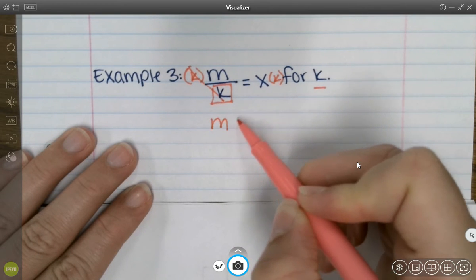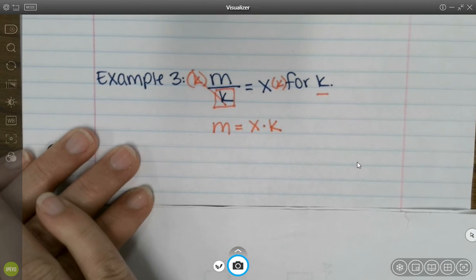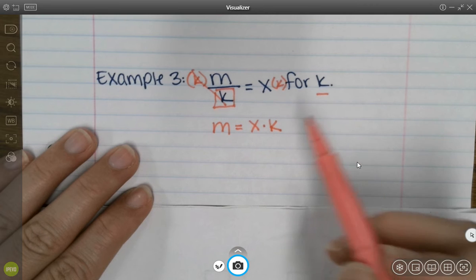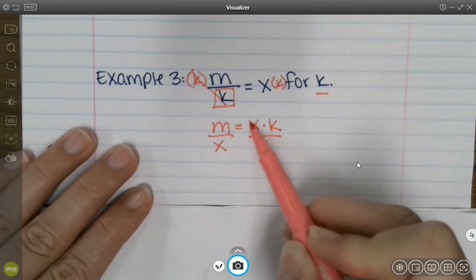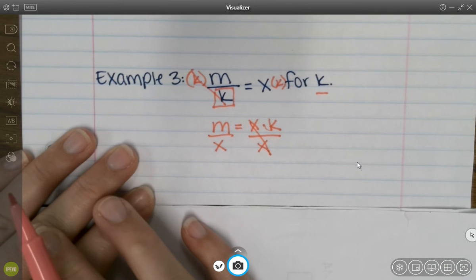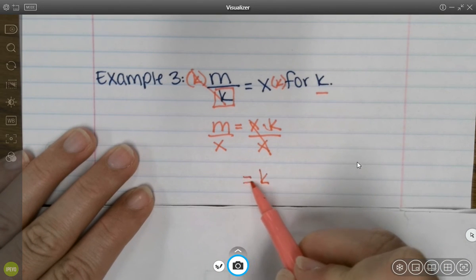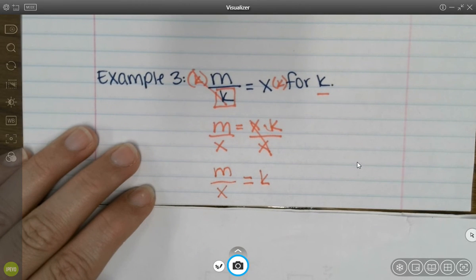So we're going to get m equals x times k. Now that it's in the numerator, I can then divide by x to keep k by itself, giving me a final answer of k equals m divided by x.